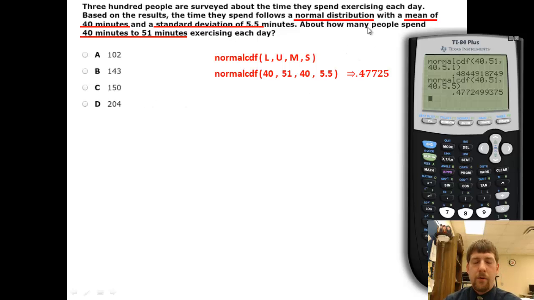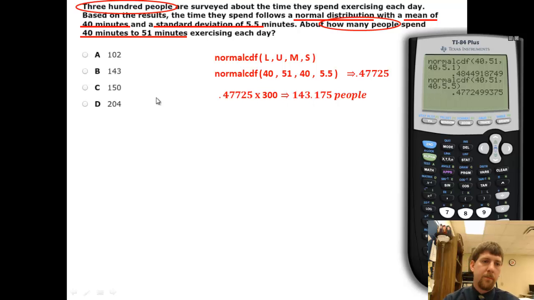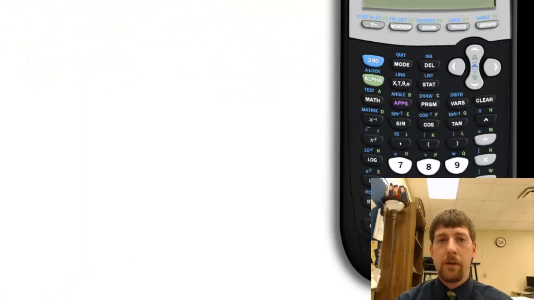Now notice this doesn't match any of my answers. Well, that's because they didn't ask for the percentage of people that exercised for that long, or what probability a person exercised. They asked specifically for how many people exercised. So this is the other way they can ask a normal distribution problem, where they want us to do something with that percentage. Well, it all goes back to how many people we started with. We have 300 people starting out. Well, we know 47% of them exercised 40 to 51 minutes. So it's as easy as taking that 47%, multiplying it by 300, and we get 143.175 people, which is choice B, 143 people.